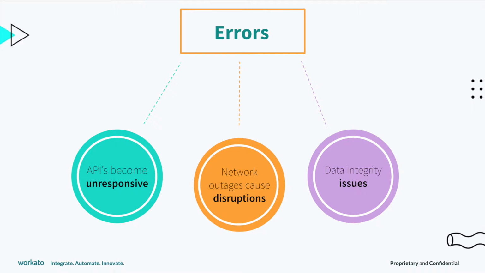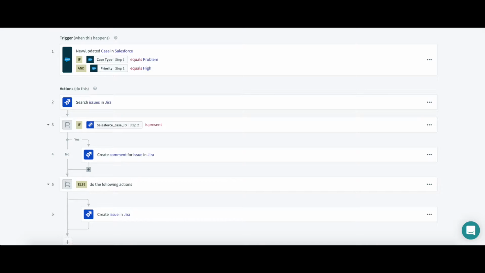As in life, so with recipes, setbacks happen. APIs become unresponsive, network outages cause disruptions, missing data results in data integrity issues, passwords get reset, and the list is endless. In this iteration, we will show how to make the recipes resilient, such that they bounce back from setbacks with no loss of data and uptime. Let's see how we can do this in our recipe.